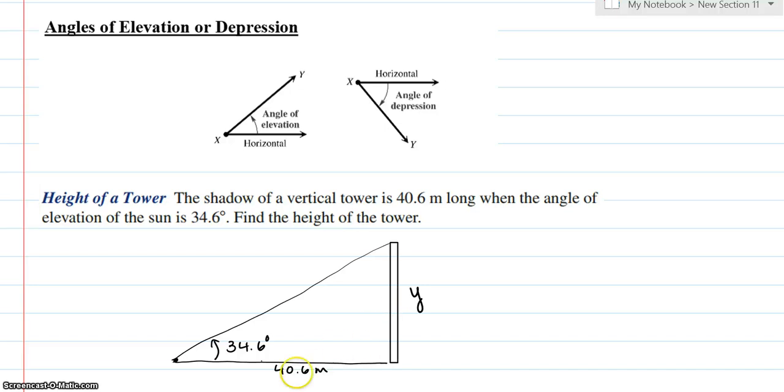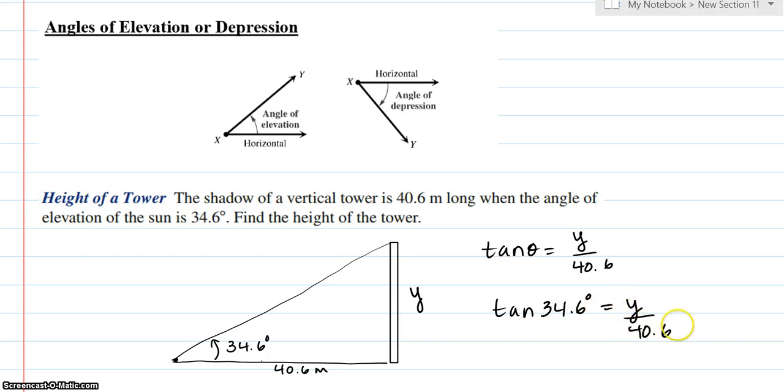And again, we have the Y and the X, we can use tangent, right? The opposite we have, and the adjacent. Since we know tangent of theta is the opposite over the adjacent, the opposite is Y, and the adjacent is 40.6. And by the way, we actually do have the angle there. I should have written 34.6 degrees there.